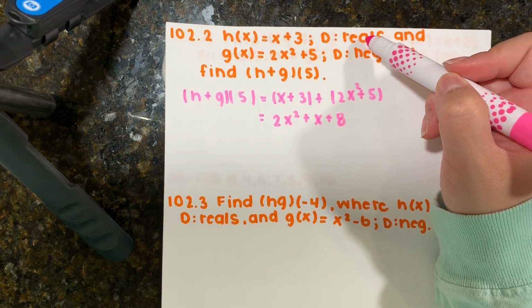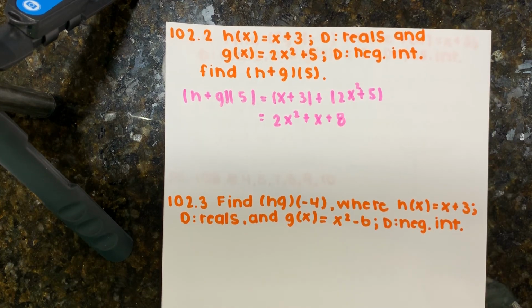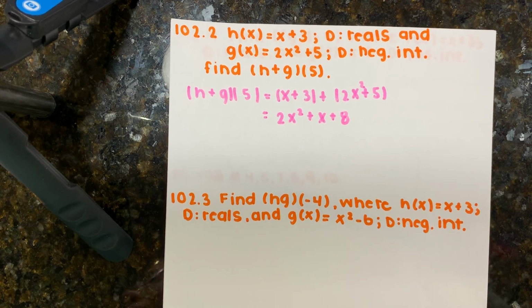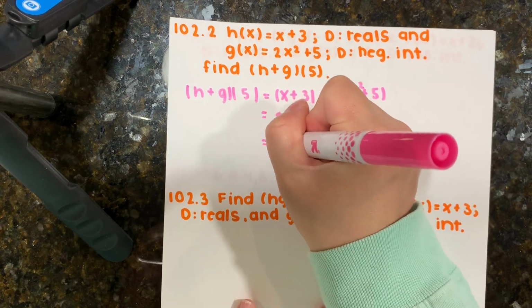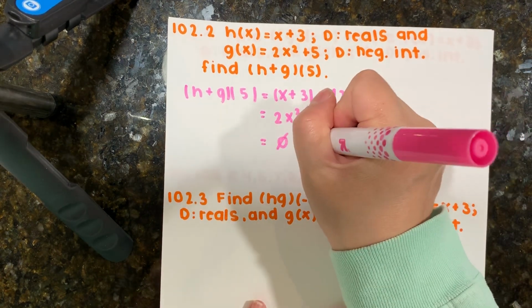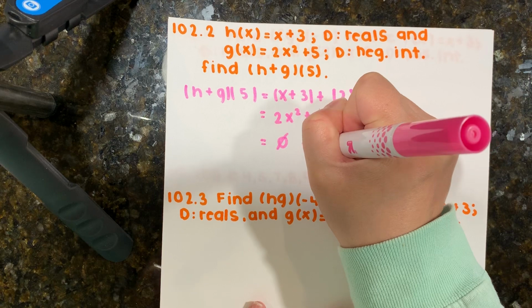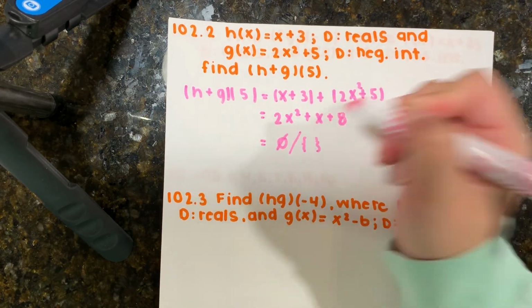Well, 5 is a real number, but is 5 a negative integer? It's not, because 5 is a positive number. So that means that we actually can't plug into this function. So therefore, your answer would be either the null set or the empty set. There's nothing in it. So either one of those answers would work.